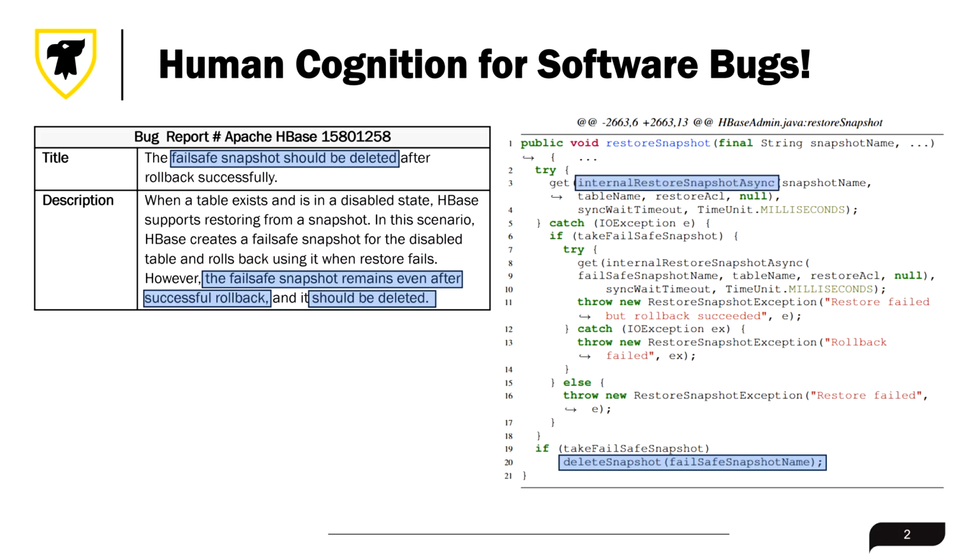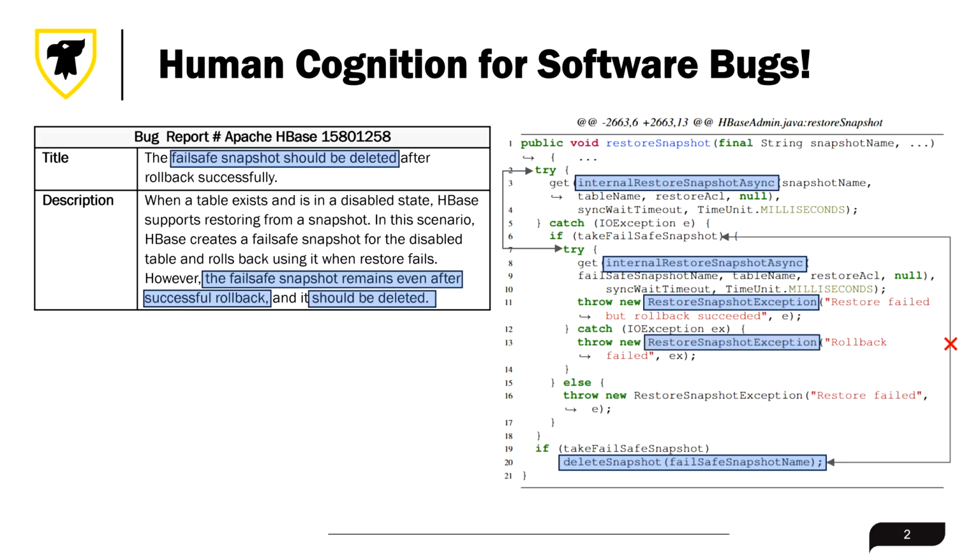Here you can see this is the first attempt for the restore operation. If the restore operation fails, then the code tries to do the rollback operation. Interestingly, after a successful rollback operation, rather than deleting that fail-safe version of the table, it throws just another new exception. That is why there is no direct path to this particular method that is responsible for deleting that fail-safe version. So this is a bit of a complex bug, and the traditional approaches are not doing very well.